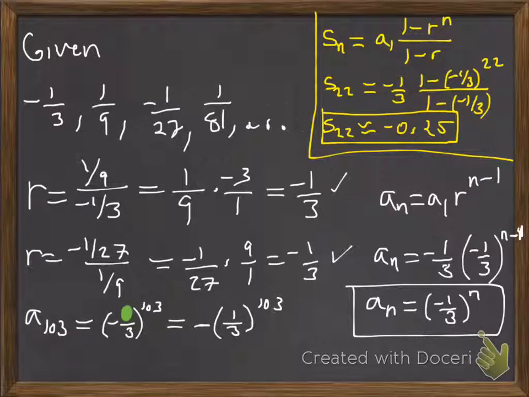I double checked myself on Wolfram Alpha afterwards, and they said negative 0.249999, something like that. But that appears to be what the sum of the first 22 terms in this sequence is. Okay, so let's do another example.